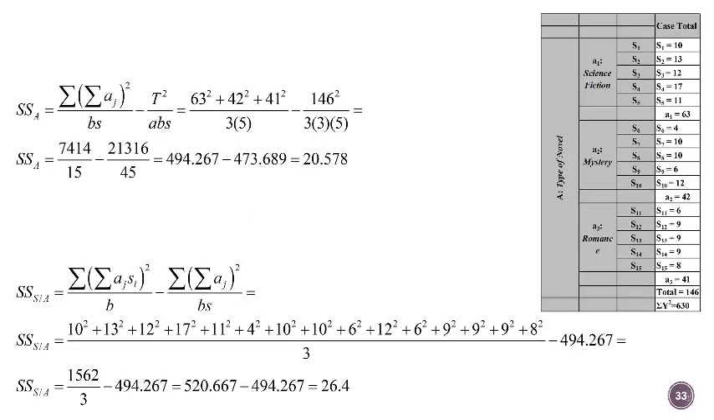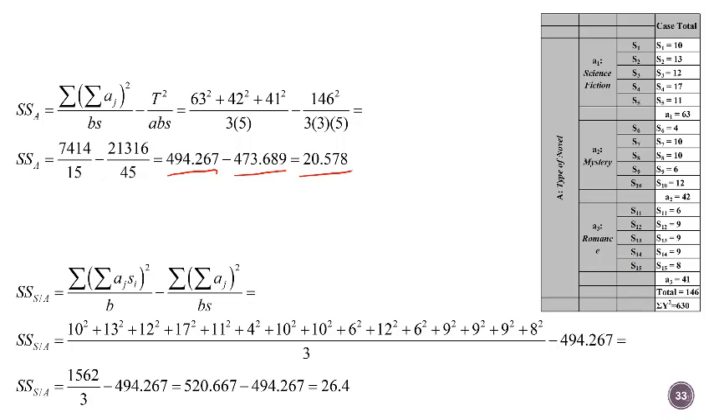Alright, so let's look at that stuff filled in. So here's our 63, 42, and 41 squared over 15. Ends up being this, 494.267. 146 squared over 45 ends up being 21,316 over 45. Ends up being this, 473.689. Alright, so here's our sum of squares for A.